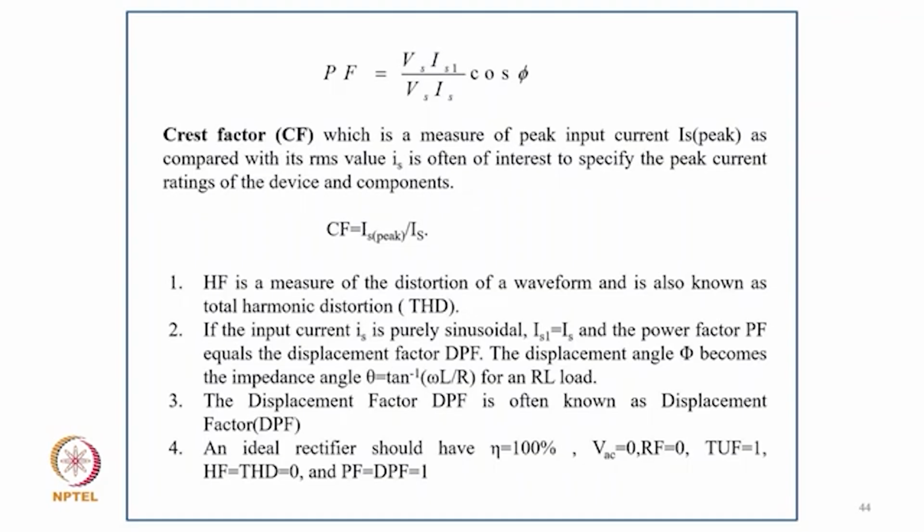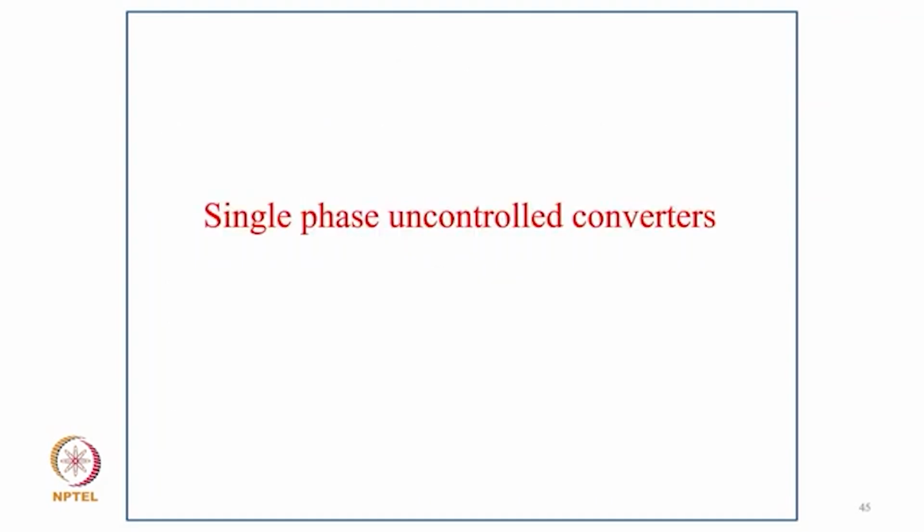So if the input current IS is purely sinusoidal, IS1 equals IS, and the power factor equals the displacement factor, that is cos phi 1, and the displacement angle phi becomes the impedance angle, phi equals tan inverse omega L upon R for RL load. The displacement factor is often known as the displacement factor. An ideal rectifier should have efficiency 100%. So Vac equals 0, Rf equals 0, transformer utilization equals 1, harmonic factor and THD equal to 0, and power factor equals displacement factor, that is 1.